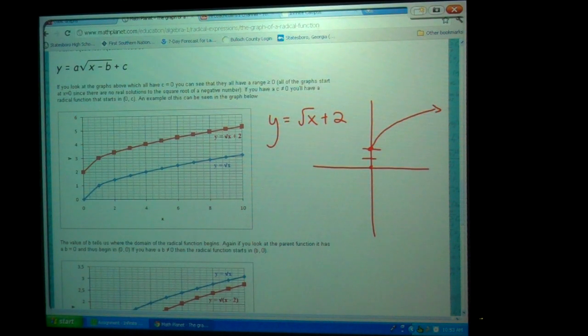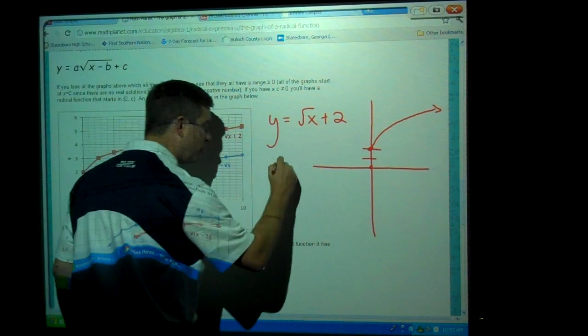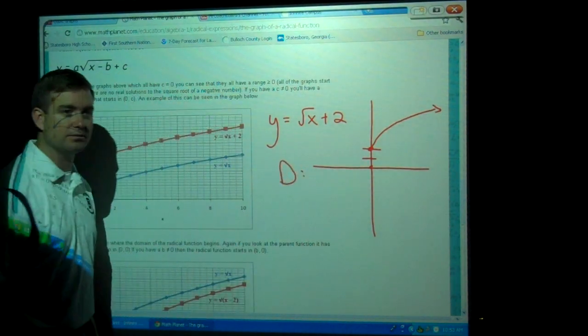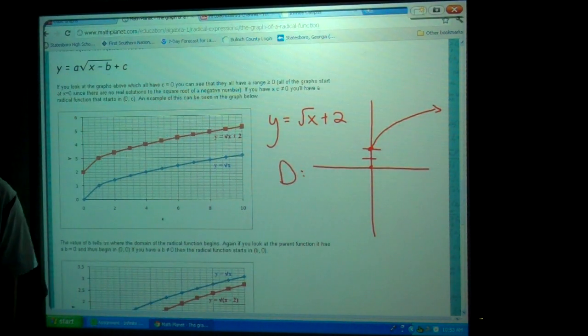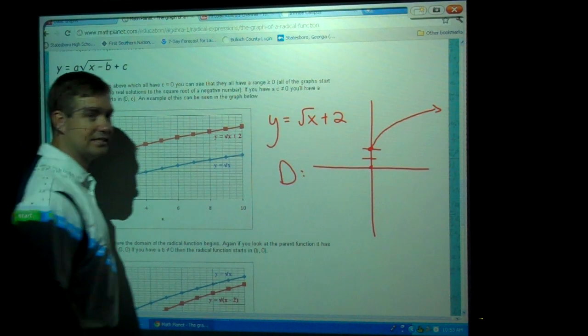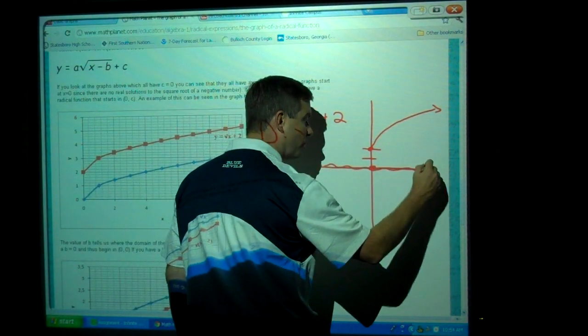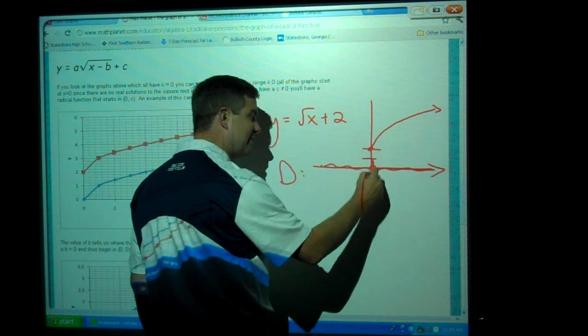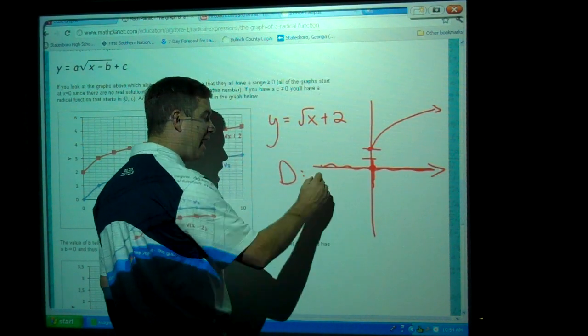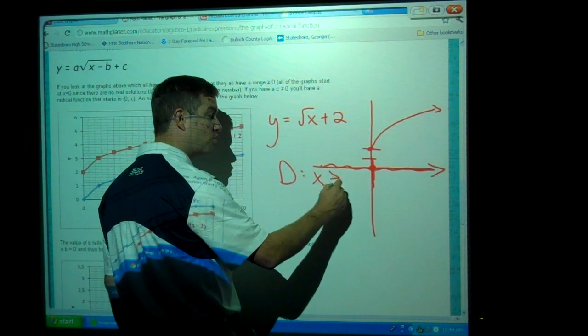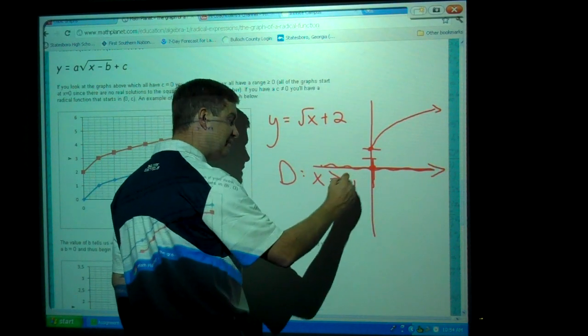You have to really understand domain and range. That's why I like these problems so much. What is the domain on this problem? X is greater than or equal to 2? Wrong. 0. We start at 0, guys. We're talking about the x-axis. We're right here at 0. We're starting at 0. How do we say that? X is greater than or equal to 0.